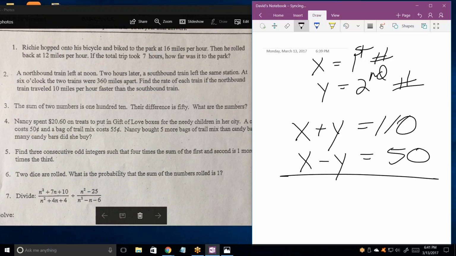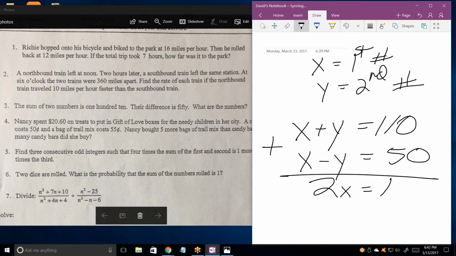But when neither equation is solved for a variable and both equations are in standard format, which is to say your X and your Y are on the left side and the numbers are on the right, notice what happens if I add these two equations. What do I get? 2x equals. Notice the Y's go away. That's why it's called elimination, because we've eliminated one variable.